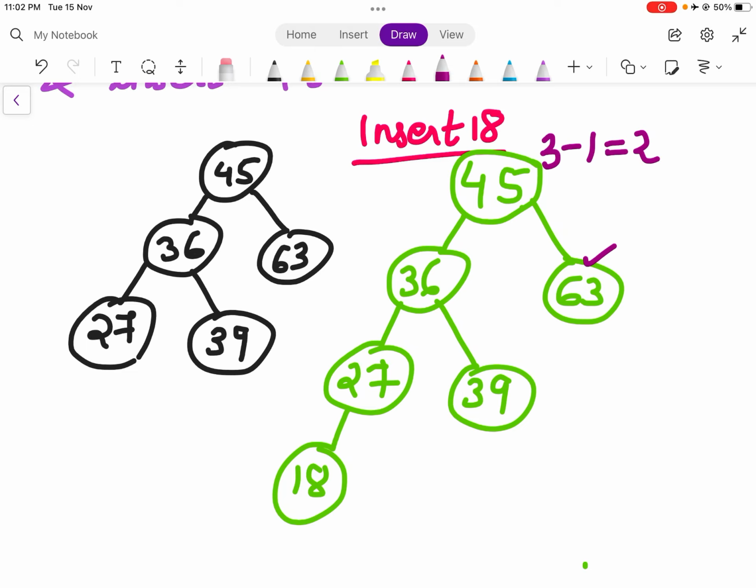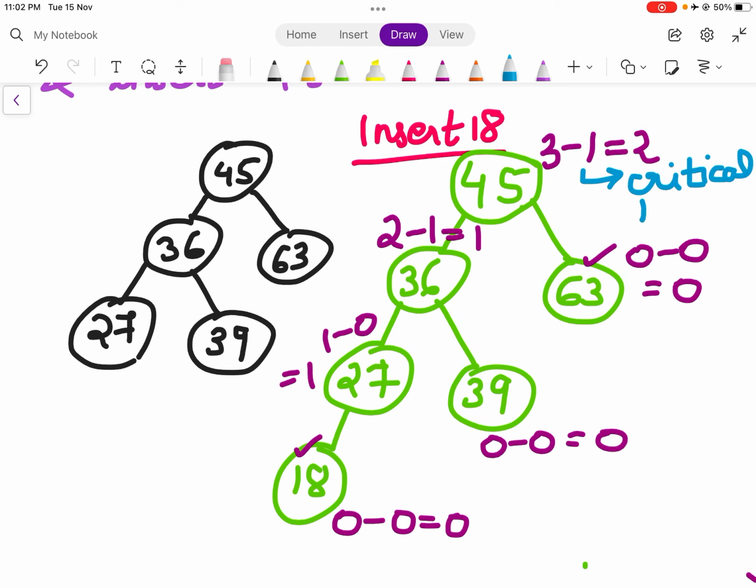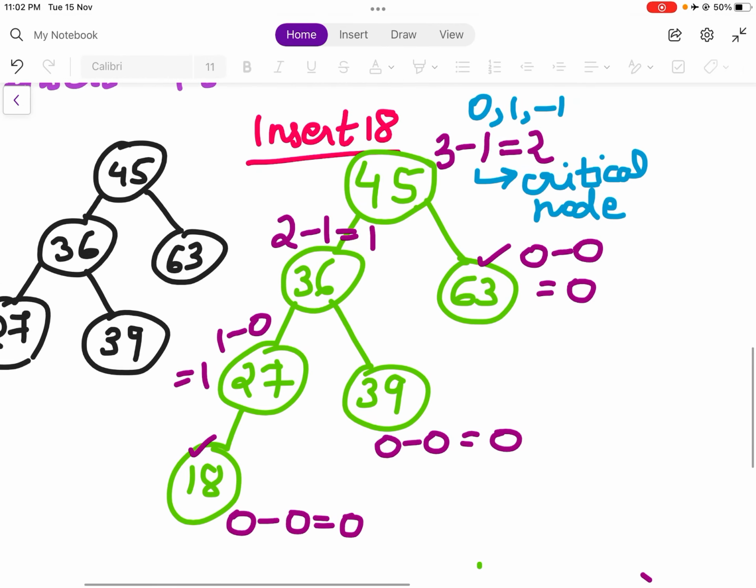Balance factor of the root node is 2. Balance factor of 63 will be 0 minus 0, which is 0. 39 is a leaf node, 0 minus 0, 0. 18 is a leaf node, 0. 27 will be 1 left minus 0 right, which is 1. For 36, 2 left minus 1 right, that is 1. So my critical node is the root node. Why? Because the balance factor is not in the range of 0, 1 and minus 1. So now I will perform the rotation.